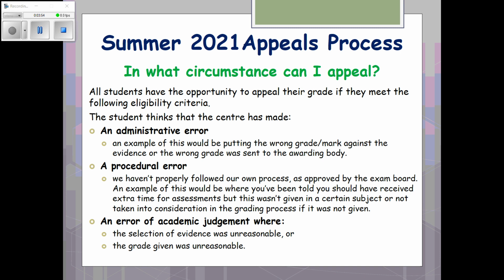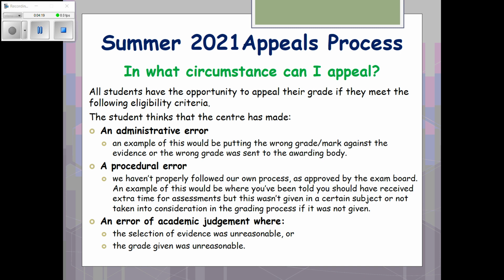Or there has been a procedural error, so we've not properly followed our own process. For example, if a student has been told that they have extra time for assessments and this wasn't given in a certain subject, and it wasn't taken into consideration in the grading process, then this could be classified as an error.